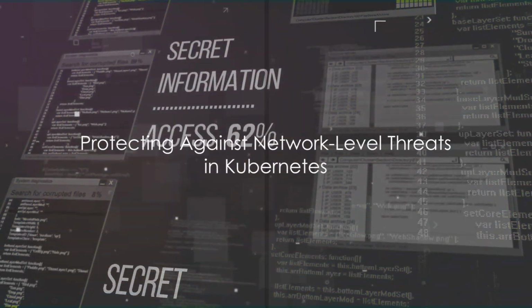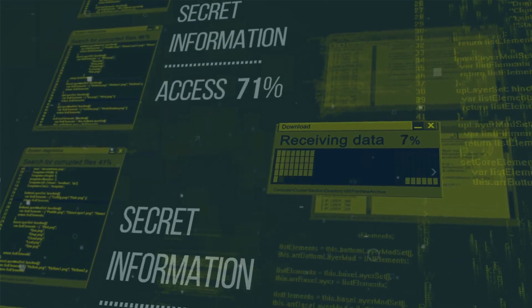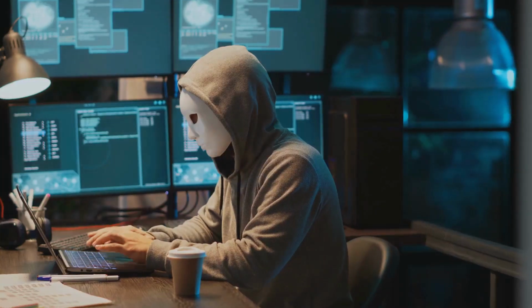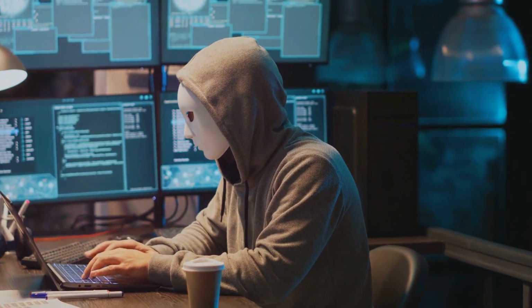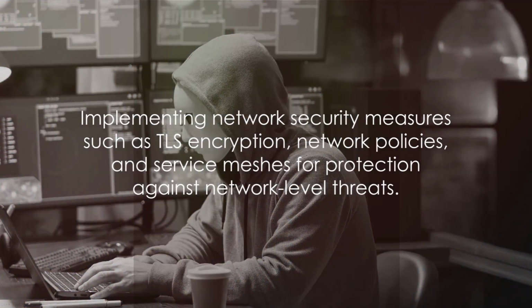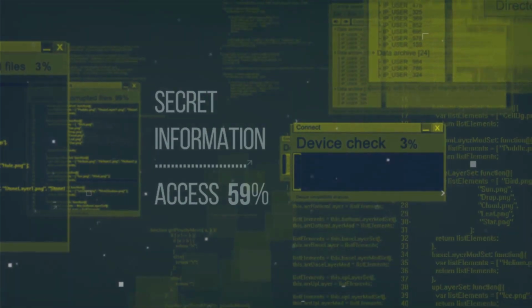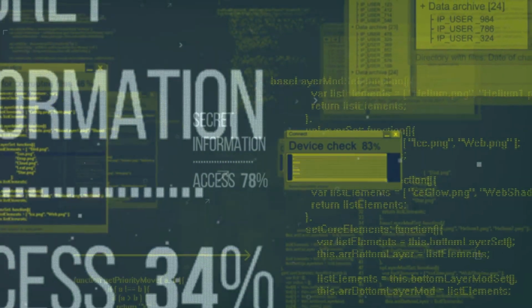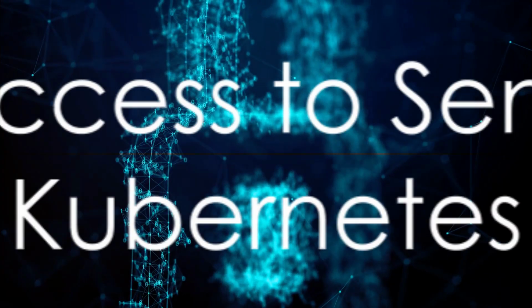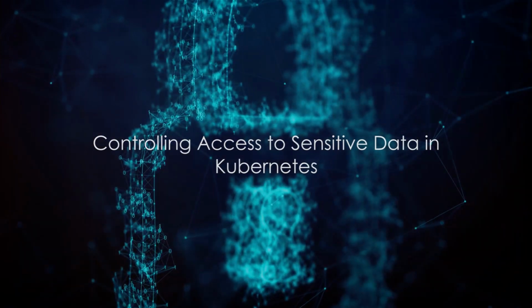Attackers on the network pose a threat to Kubernetes clusters by intercepting or manipulating data. An example threat is man-in-the-middle (MITM) attacks, which compromise data in transit. Encrypting network traffic using TLS, implementing network policies to control pod communication, and using service meshes can protect against such network-level threats.